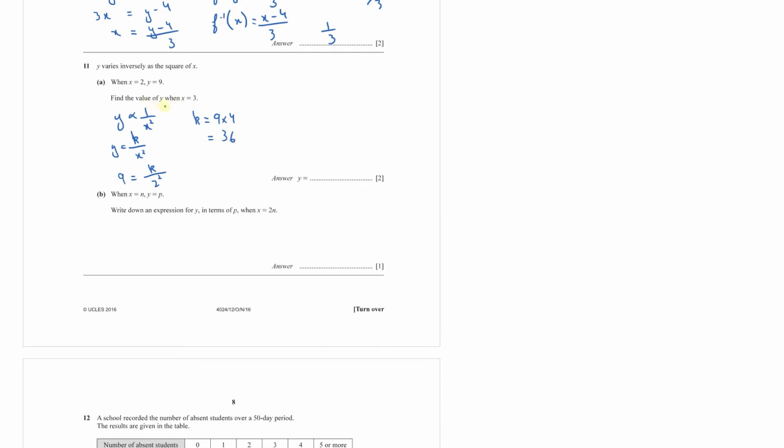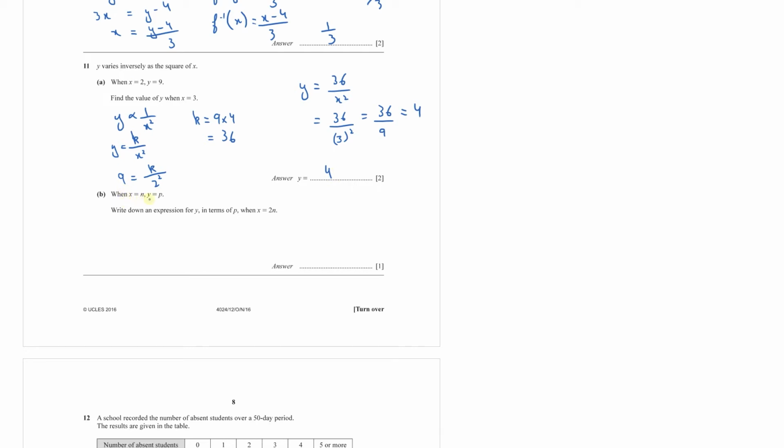So now we need to find the value of y when x equals 3. So y equals k over x squared, which is 36 over x squared. If I replace x with 3, I get 3 squared, which is 36 over 9, which is 4. So y equals 4 in that case.